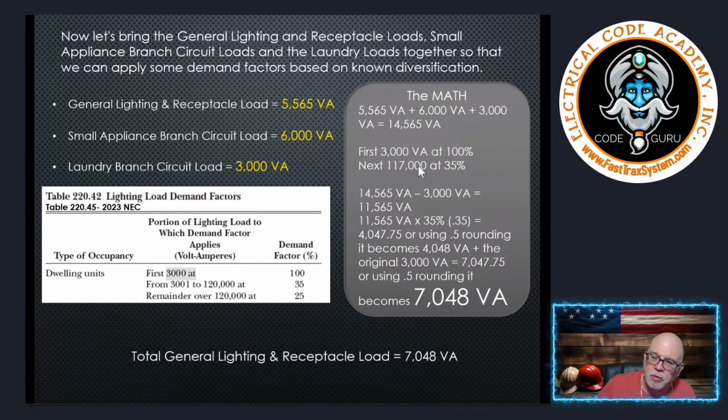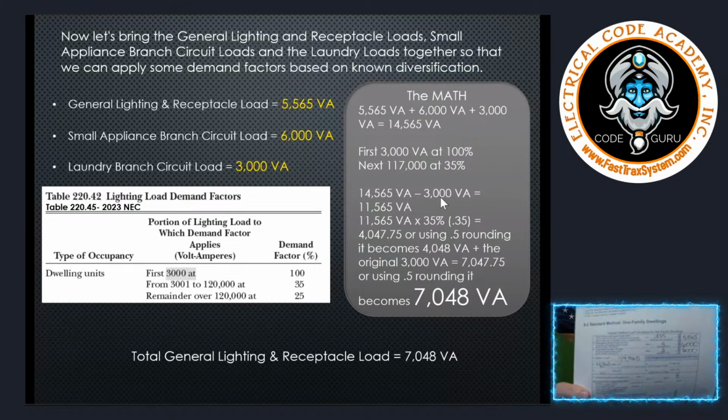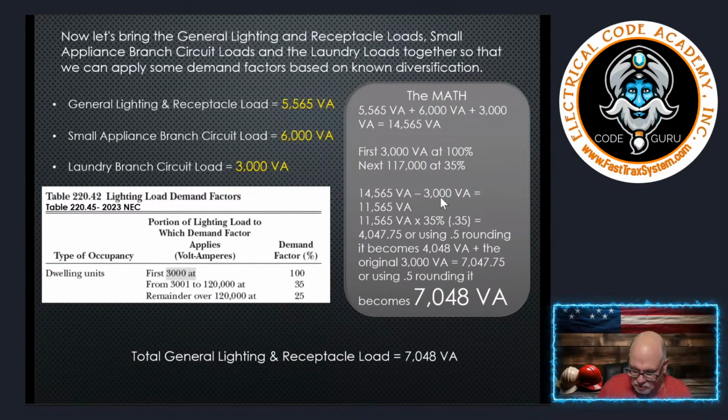Okay, so here's how we do the math. We take that 14,565. Let's take that 3,000 away and set it aside right now. In our form, we take the info from line 4 and put it down in line 5, which is 14,565. Just following along. We take that 3,000 away and that gives us 11,565. So that's what you would have in column 5 of the form if you're using our form. So it'd be 11,565.